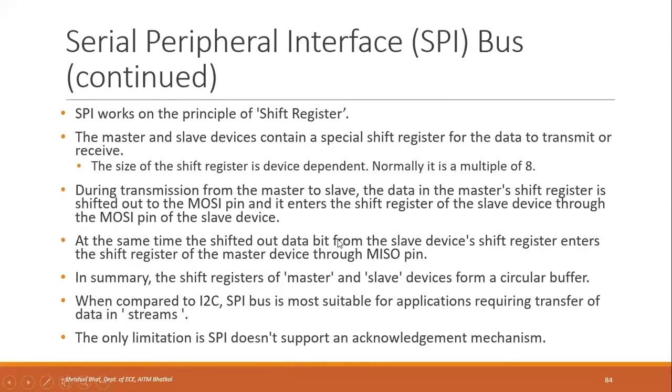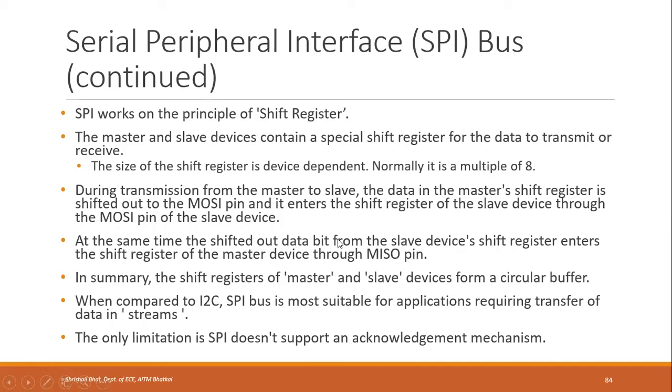When compared to I2C, SPI is more suitable for applications which require transfer of data in streams. Streams means bit streams, where a large number of bits are to be transferred. One best example is interfacing devices like an LCD, where more data is used. Still, the transfer is serial. So for LCD interfacing, or even for some kinds of memory like flash, we use this SPI bus.